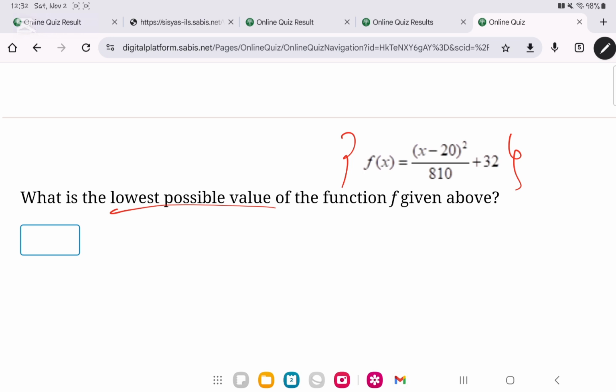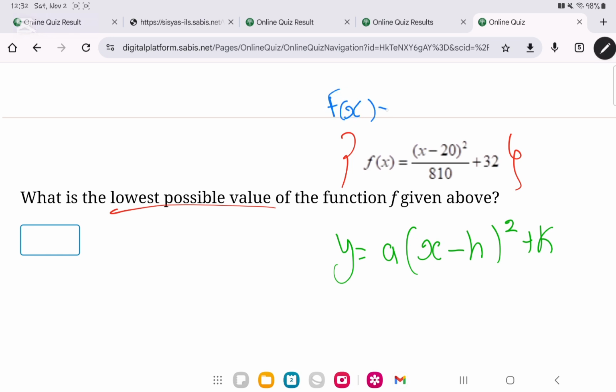So they told us what is the lowest possible value. We have a function, we have a parabolic function. Whenever we have this, let us write the basic function. The basic function of a parabolic function is y is equal to a times (x minus h) squared plus k. Looking at it, it may seem that it's not in the basic function, but if you use a little bit of math, you're gonna get it in another form.